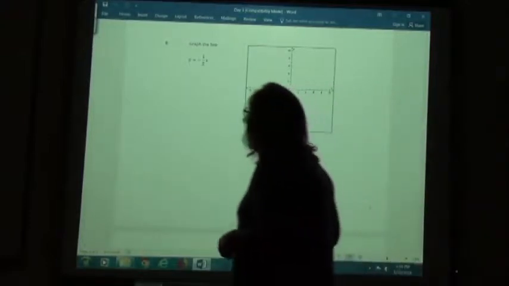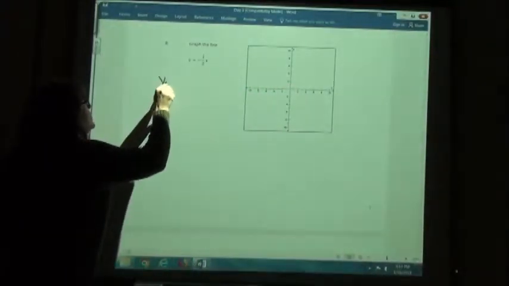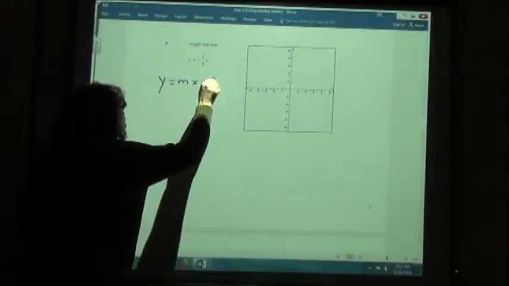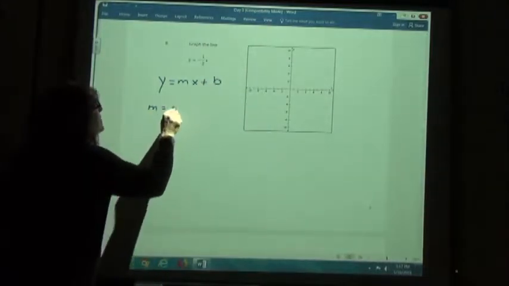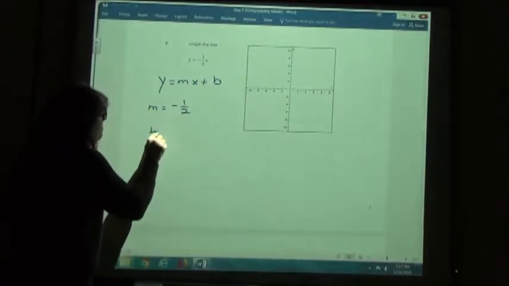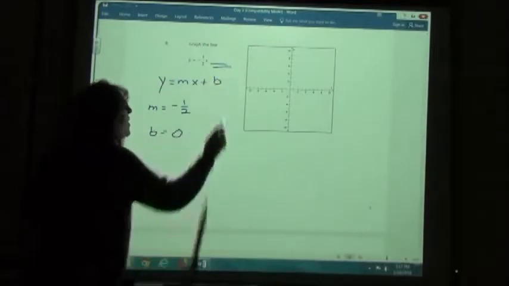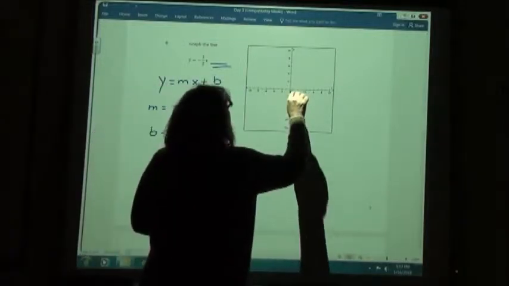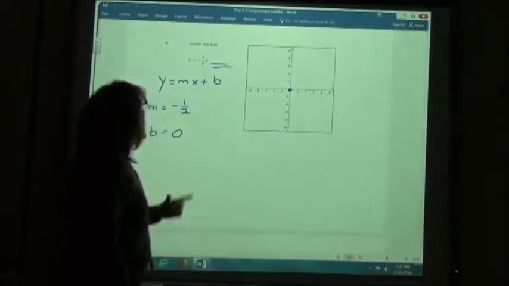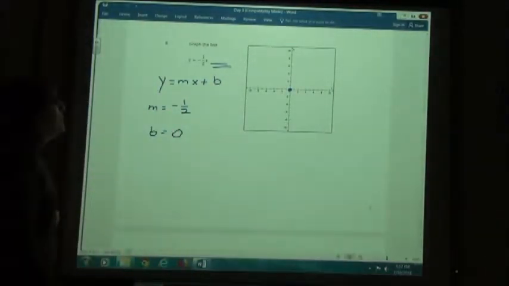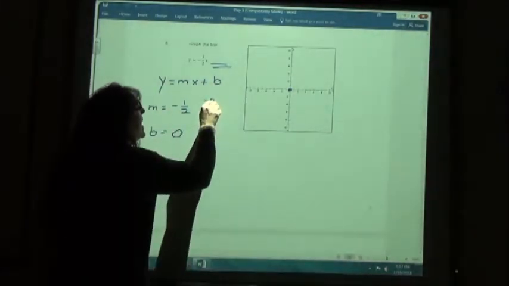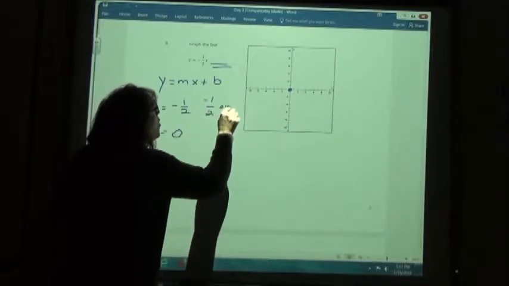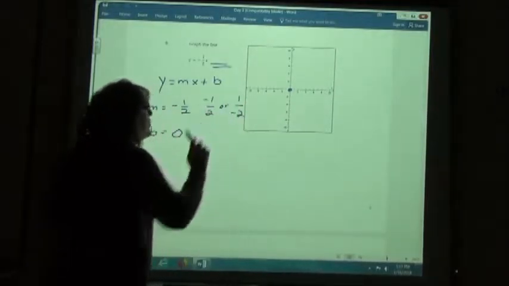Number 8, again. If my equation's in the form of y equals mx plus b, my m is negative 1/2, my b is 0. We don't have anything on the end, right? Don't have a plus 0, just like on number 6, we didn't have to have the plus 0. So my y-intercept I'm going to mark right away at 0. My slope is negative 1/2. I'm either going to think of it as negative 1 over 2 or positive 1 over negative 2.